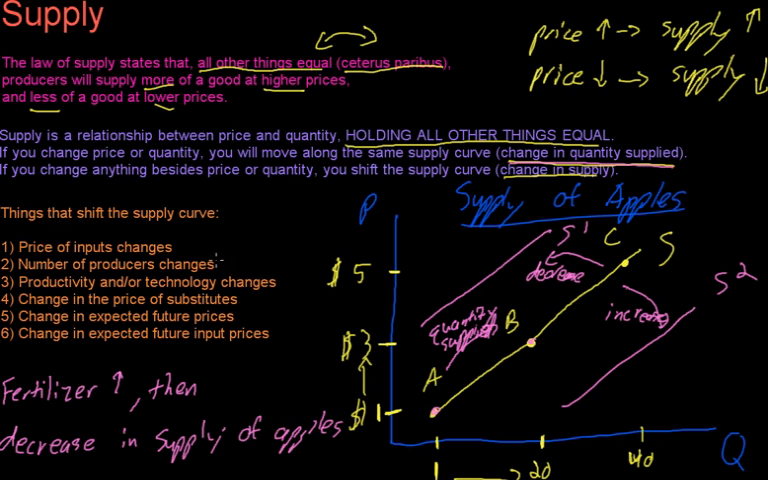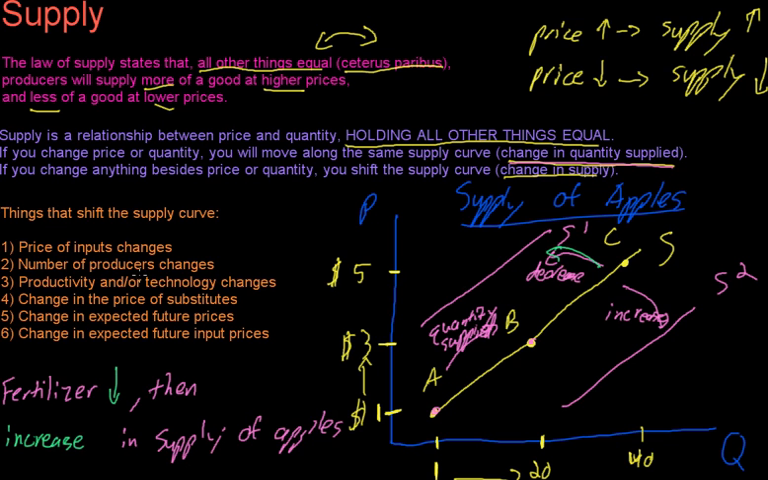And vice versa. If the price of fertilizer were to get cheaper, then there will be an increase in the supply of apples because it'll be cheaper to produce apples. So the one that I was already talking about, the number of producers, that's what I was talking about with the hurricane. If the number of producers increases, supply increases, and if the number of producers decreases, then supply would decrease, and that would be like this line over here.